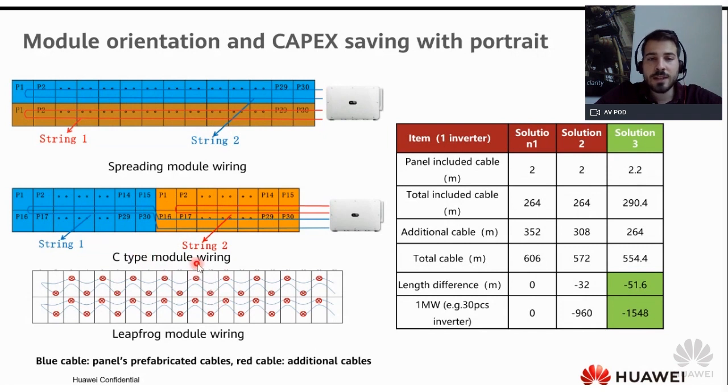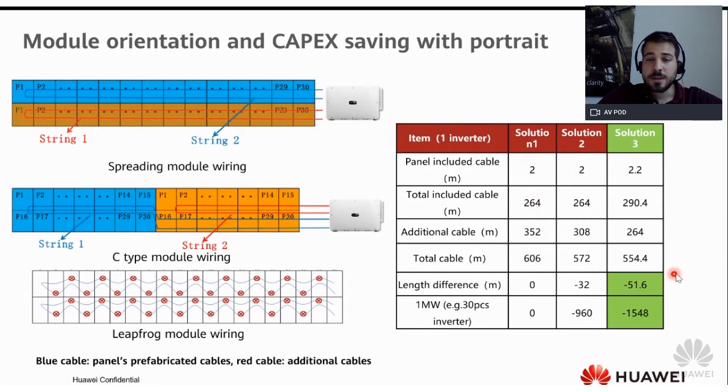And even the best solution with portrait mode is to use this leapfrog module wiring. So you are not connecting each module to the one next to it, but you are using the prefabricated cables already attached to the panel and connecting to another panel, which is not next to it. By this, you can significantly reduce the additional cables that you are using. Just an example here: solution 1 is this one, solution 2 is this one, and solution 3 is the leapfrog module wiring.